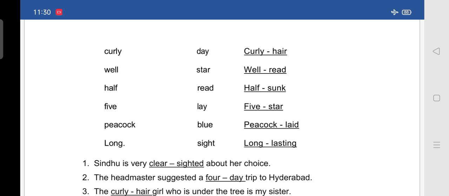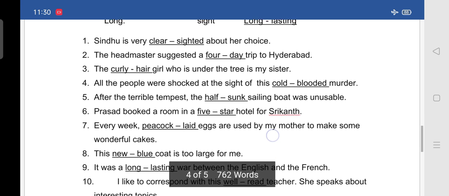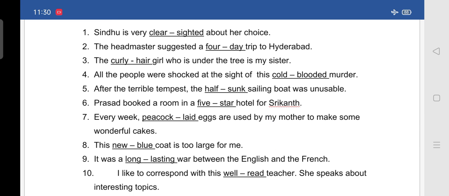So we have framed compound adjectives. By using these compound adjectives, we have to fill in these blanks. So see the first one. Sindhu is very clear-sighted about her choice. So in the blank you have to write clear-sighted.